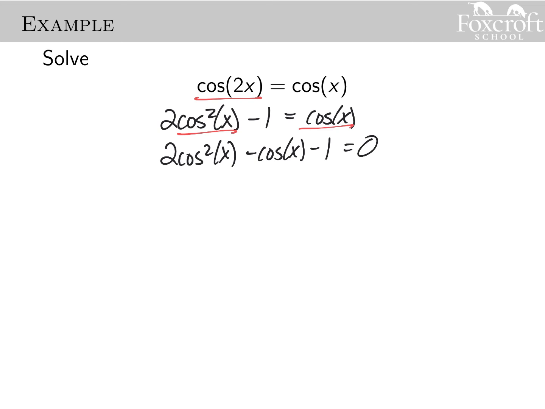All right, so now by using the correct identity for cosine of 2x, I turn this into quadratic type again, because I have a squared term, a non-squared term, and a constant term. So now it's just like our previous examples. We're going to make u our trig function. It's going to turn this equation into 2u squared minus u minus 1.